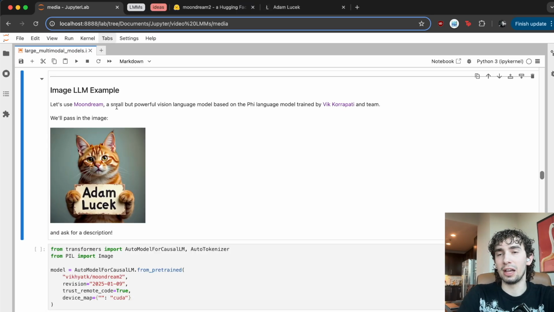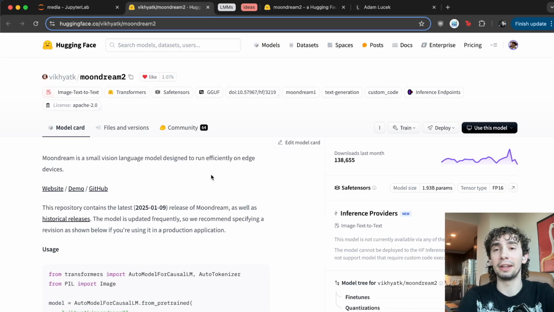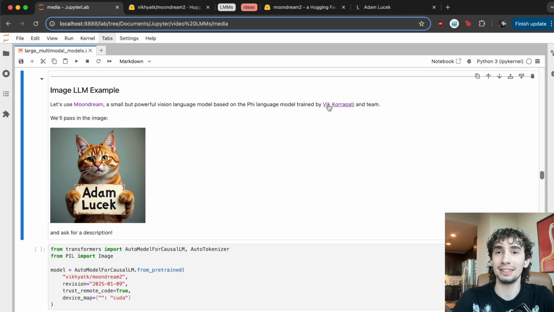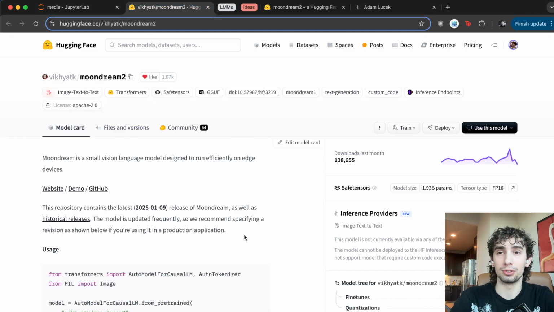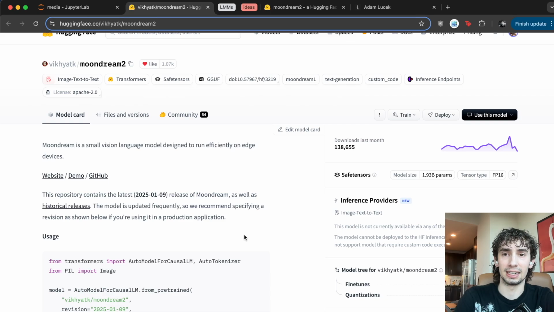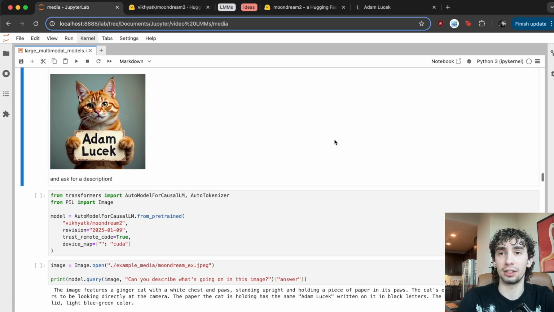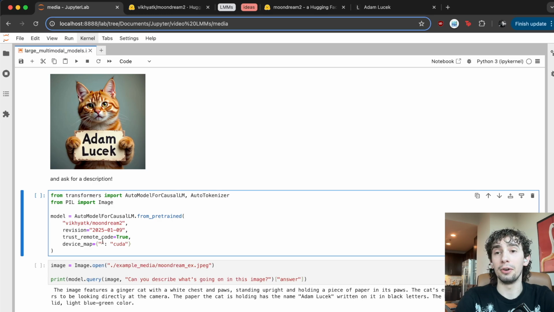For a quick example, I'm going to highlight the lovely small language model Moondream. This is almost 2 billion parameters, just under, a small language model based on the Phi architecture from Microsoft that's been trained very well by Vik Korapati and his team to do all sorts of different vision language model understanding tasks. If you're working in a GPU accelerated environment, you can see the code for using the Transformers package, Hugging Face's package for running Transformers-based architectures, to actually ask about a picture.